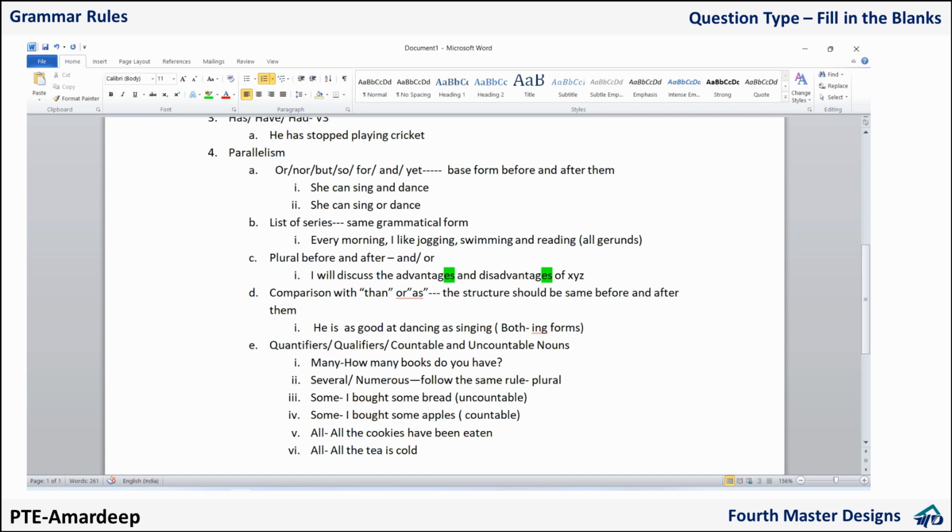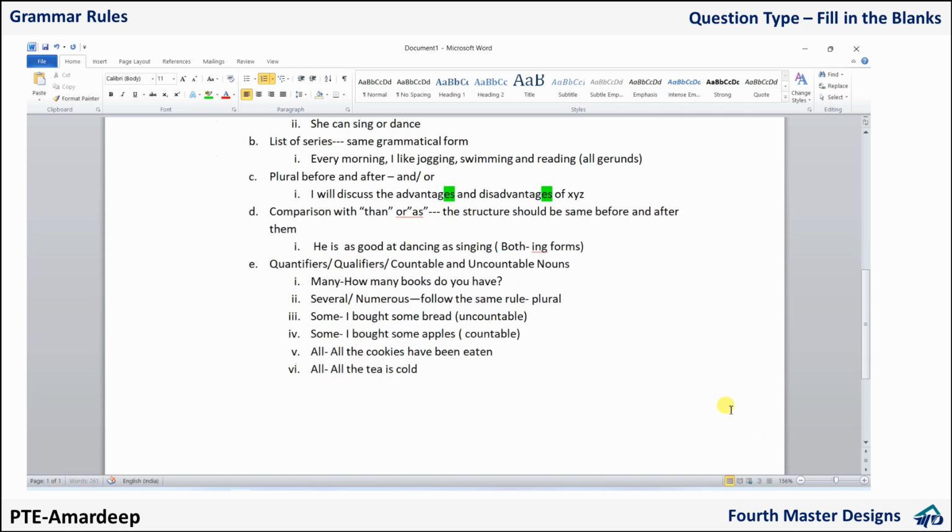So what I'm trying to tell you is that whenever you have these words: many, several, some, all, more, I'll sum up every word here, countable and uncountable, I will just write a list here. So how many words are there? First of all, we will start with some, then we have several, then we have numerous.